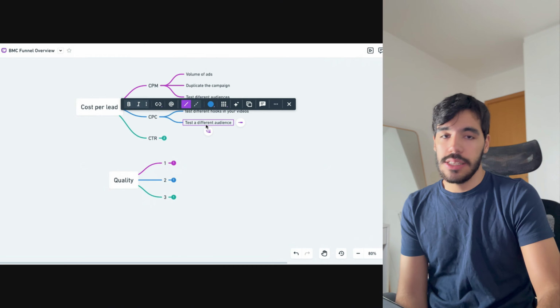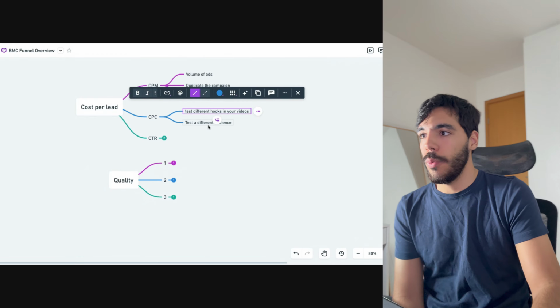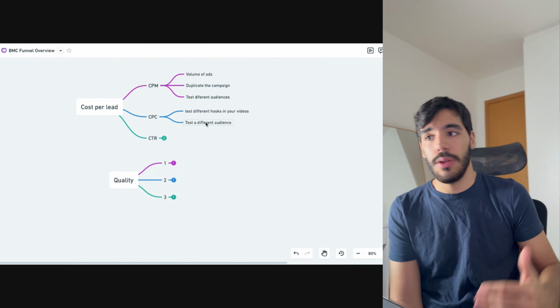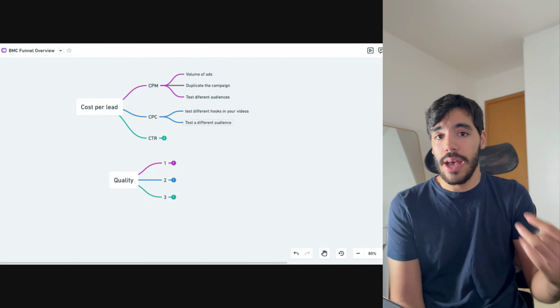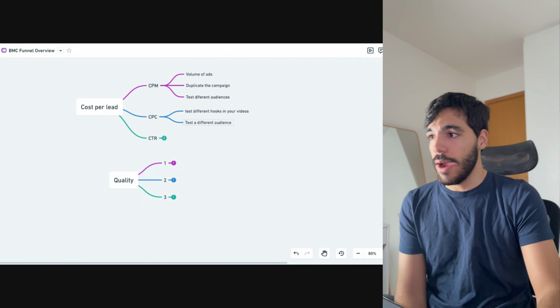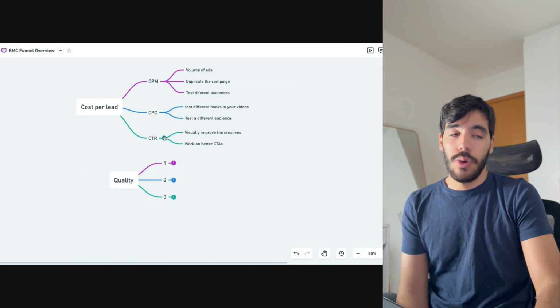And you also can test the same ads you're running right now with different audiences and try to reach a batch of audiences that is going to perform best for the creatives you have, right? And the CTR, the click-through rate.